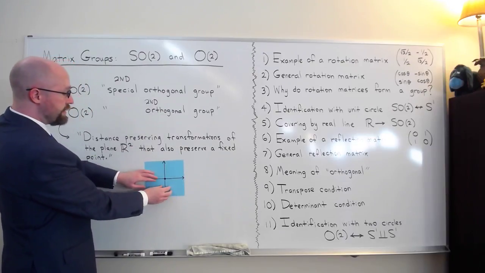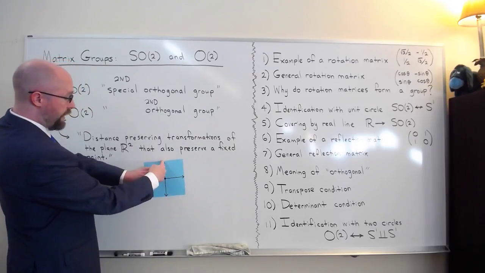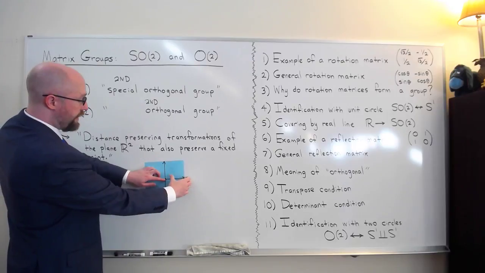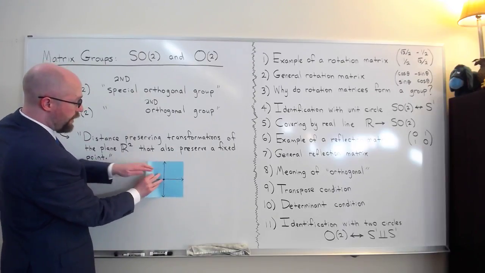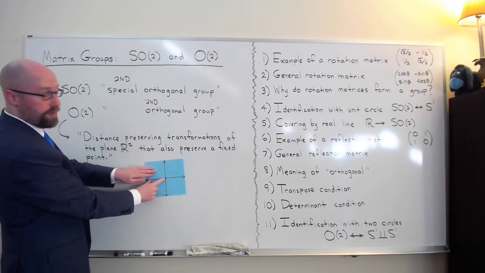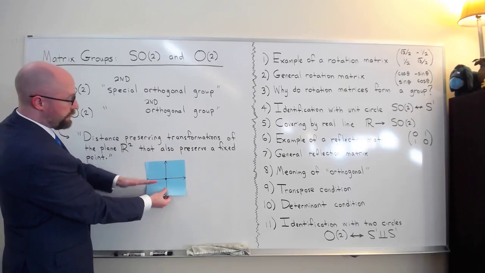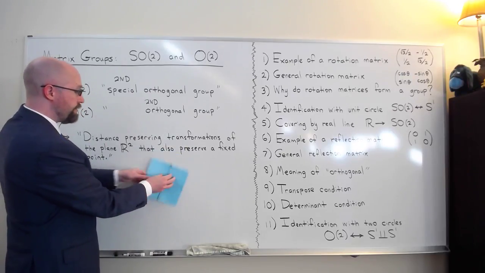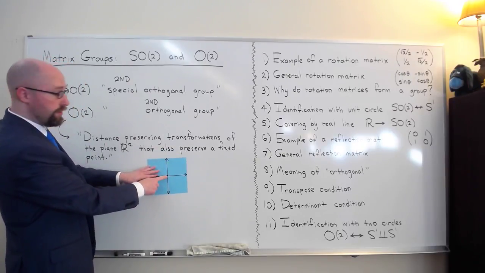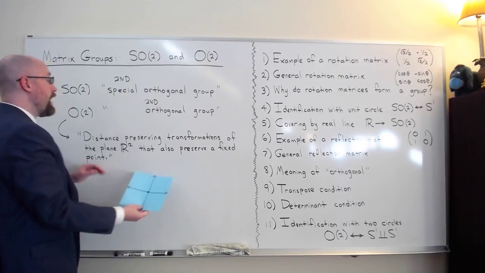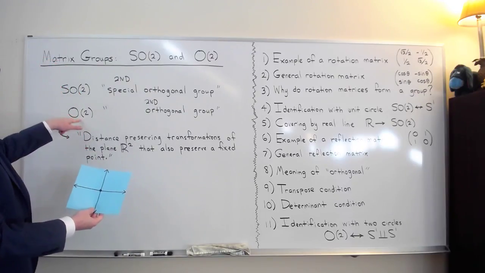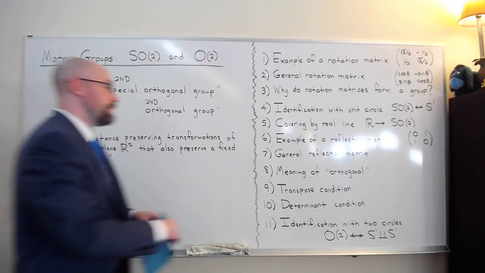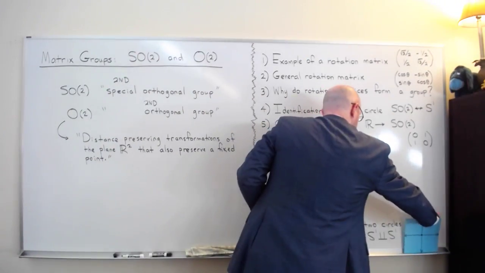Now it could reflect in different ways. For instance, it could reflect across this vertical line. I could take it and flip it this way, and it would still preserve that point. Or I could reflect it across the horizontal line, take it and flip it that way, and it would still preserve this point. But that's what this group here is. Now let me set this over here and get it out of the way.